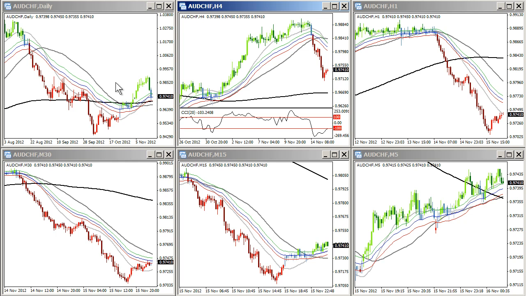We break through a particularly important psychological level like parity. That's price action. We break a 200 period simple moving average, or the 50 crosses the 200. That's technical, but it is impactful. We have fundamental data or economic data that's moving the market. We have to respect it. We can't ignore any of it. Okay? We can't ignore any of it.